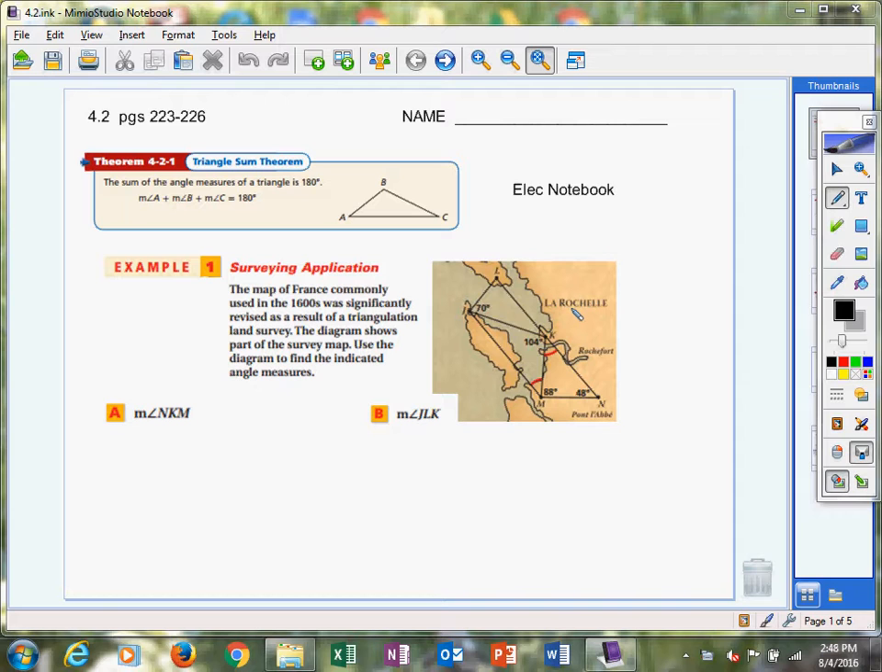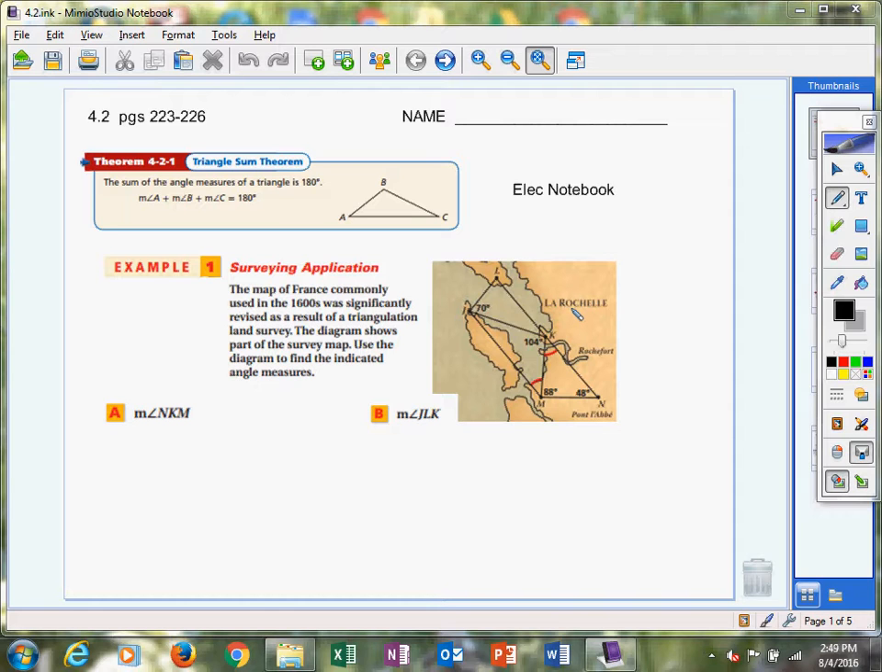Okay, let's look at example 1. We're going to use this theorem to help us figure out some missing angles. Lots of ways to do it. If I do it a different way than you, that doesn't make you more right or me more right, okay? So keep that in mind. We do see things differently. I'm just going to show you the way that I see it, and we'll kind of talk it out.